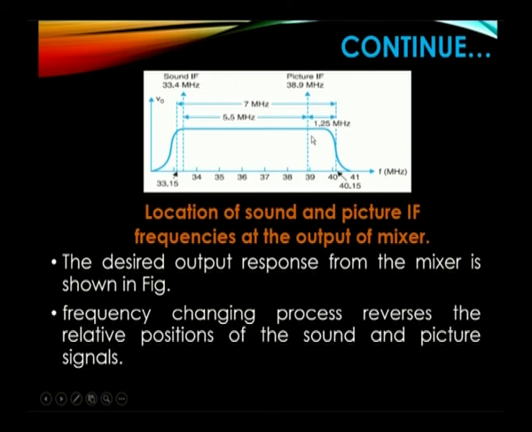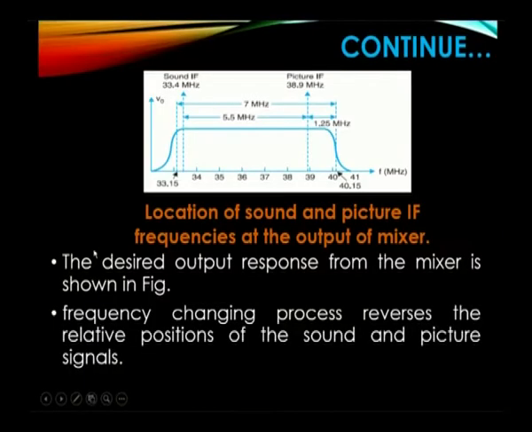From this explanation we can clearly note down that by changing the oscillator frequency only, we set the channel for a particular frequency, and then we can go for a desired channel. So, the desired output response from the mixer is shown here. This is the output from the mixer, where we get the standard 625B sound intermediate frequency, that is 33.4 megahertz, and the picture will be 38.9 megahertz with a bandwidth of 7 megahertz.